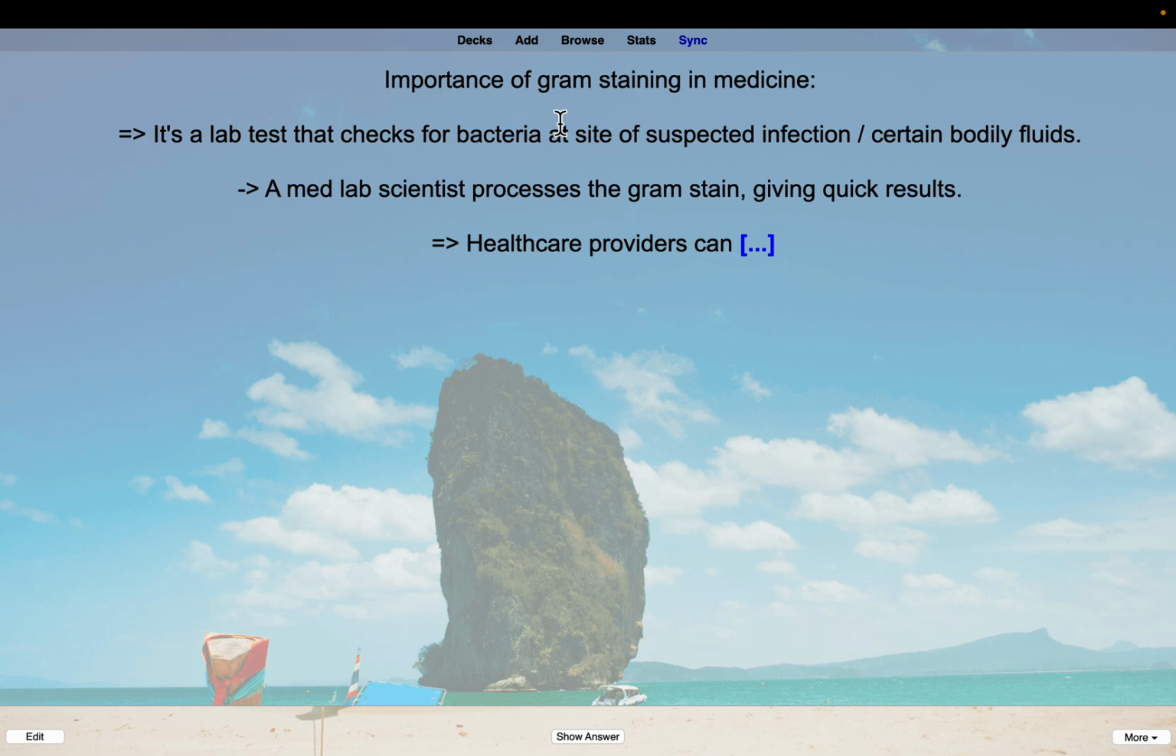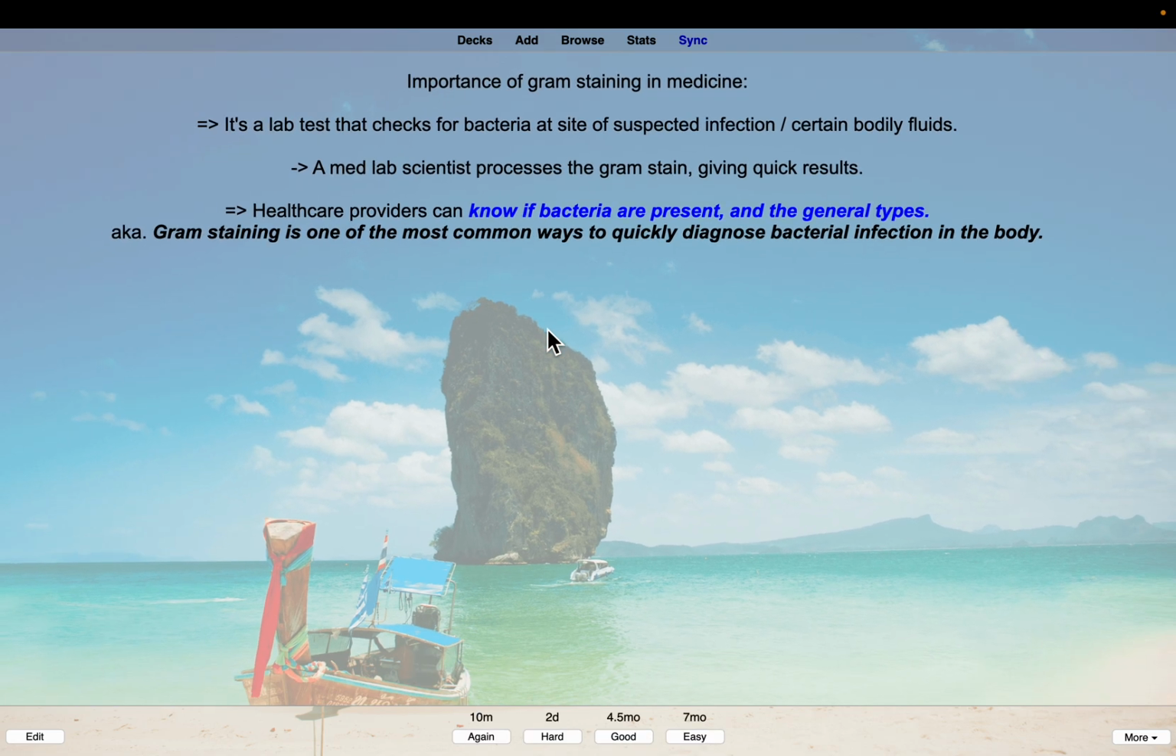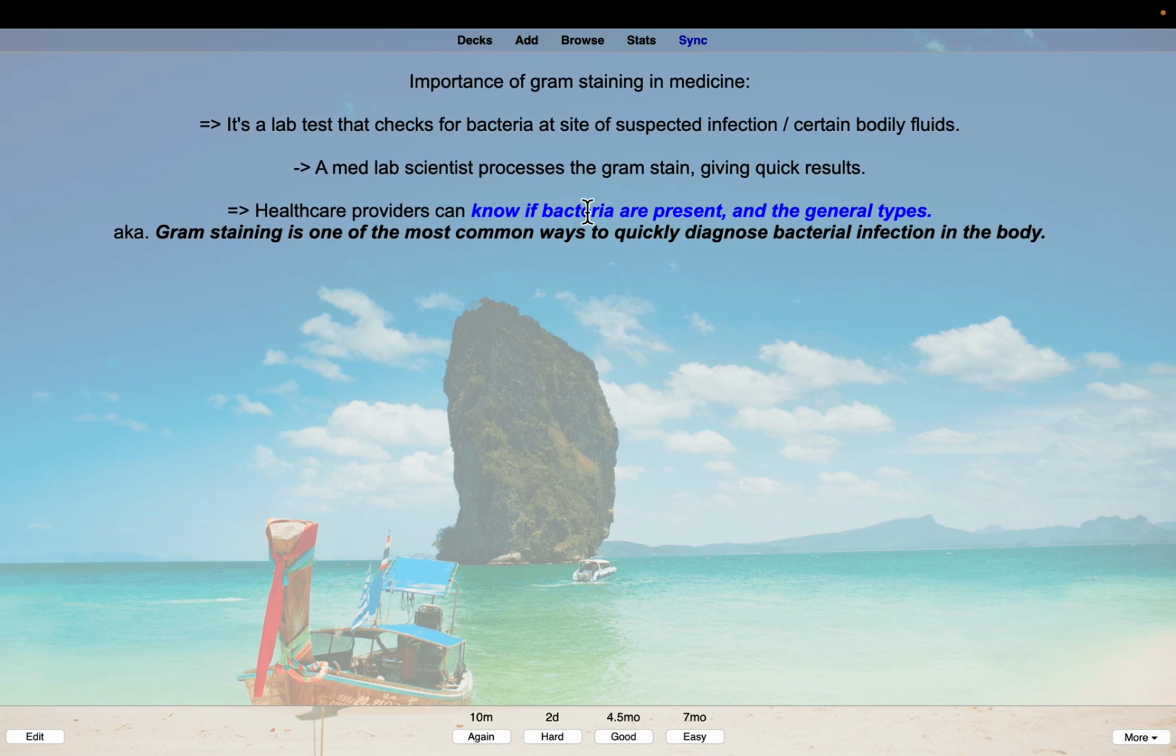So, what is the importance of gram staining in medicine? Basically, gram staining is a lab test that checks for bacteria at the site of suspected infection or certain bodily fluids. A med lab scientist processes the gram stain, giving quick results. From there, healthcare providers can know if bacteria are present and identify the general types. In other words, gram staining is one of the most common ways to quickly diagnose bacterial infection in the body.